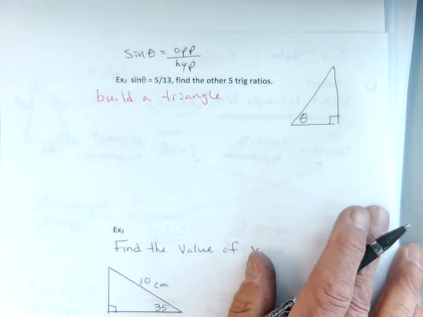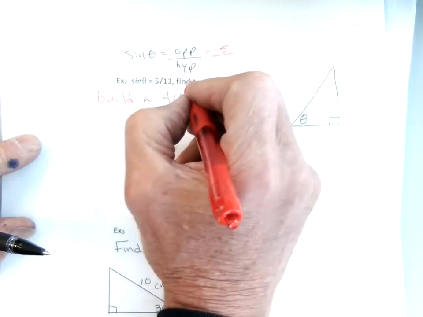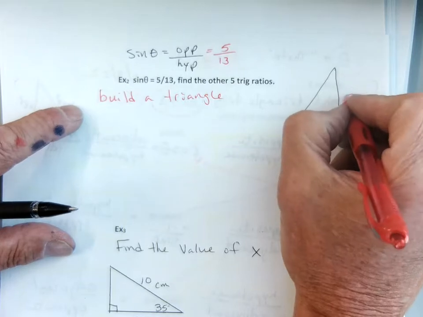So I know that my opposite is 5 and my hypotenuse is 13. Sine is a ratio of the opposite over the hypotenuse. So my opposite has to be 5 and my hypotenuse is 13. Now what I'm going to do is this. 5 goes here, 13 goes there. Does that make sense? So far so good?